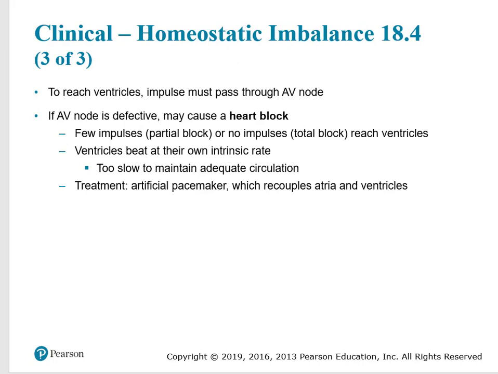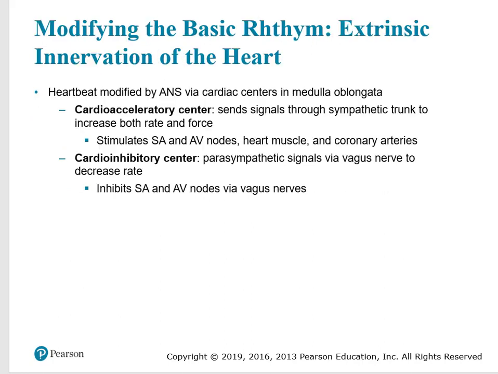Heart block is where there's a blockage between the SA node and AV node. The AV node is defective, so it basically doesn't receive the impulse from the SA node. In that case, the bundle branches or the Purkinje fiber kick in, and they pump only 20 or 15 beats per minute, which is not adequate for life. That is when you have to use an artificial pacemaker.